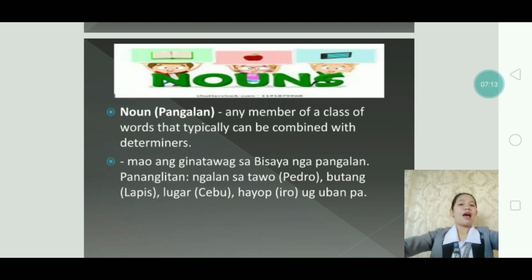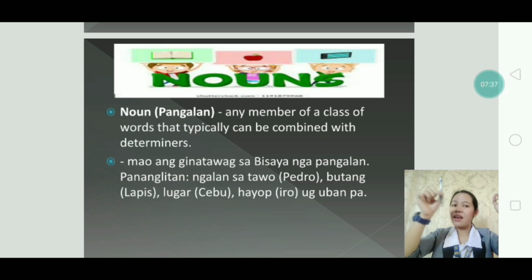Now, noun. Pangalan. Any member of a class of words that typically can be combined with determiners. So, determiners means you. For example, ballpen. The word ballpen is a determiner for this thing. And what is this thing? A ballpen. Just like that.